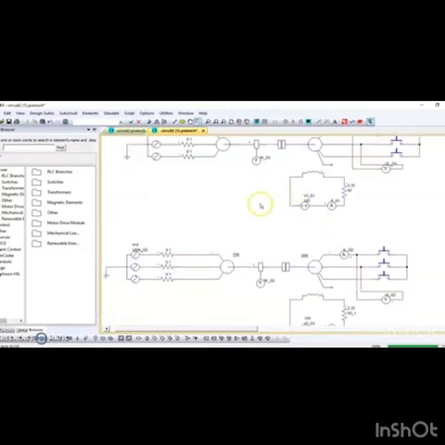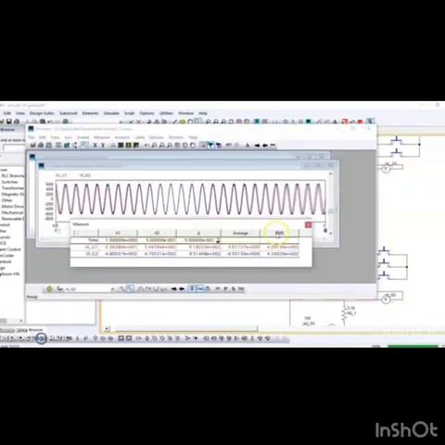Finally, we simulate this circuit and the result will be in the waveform. The value of RMS for this circuit are not the same because it is in the no load condition.